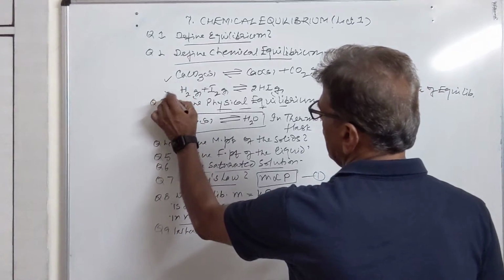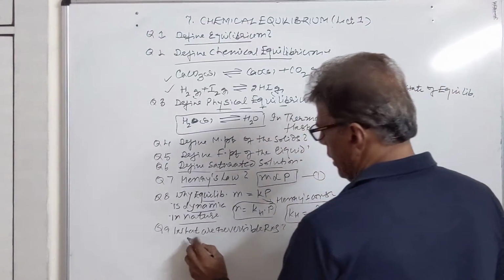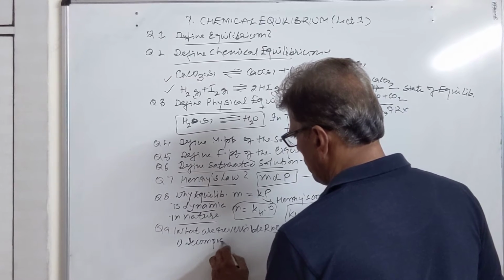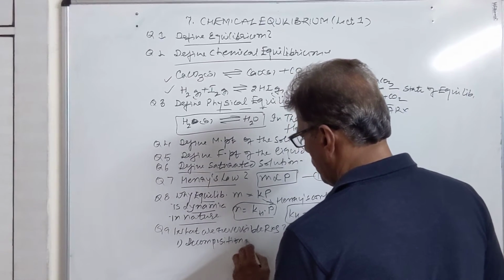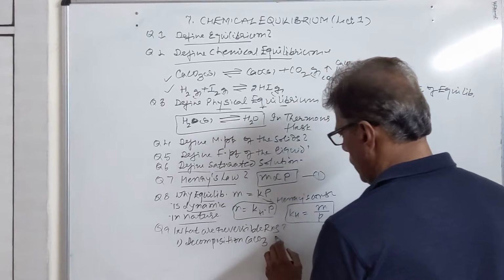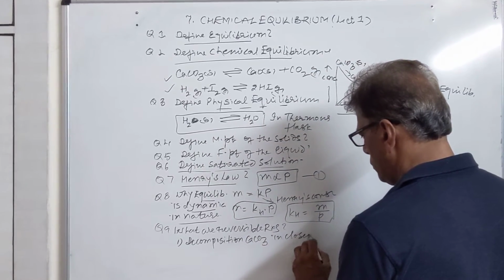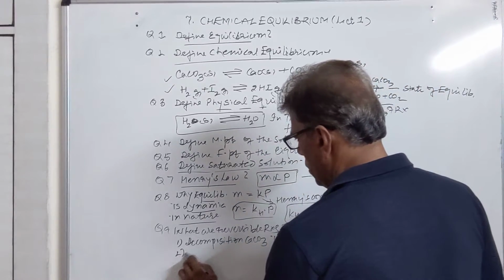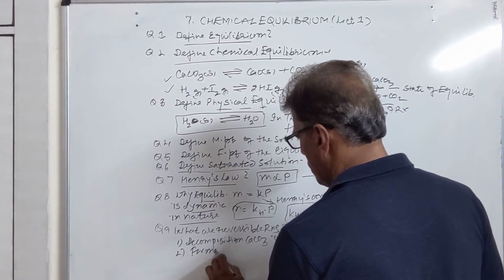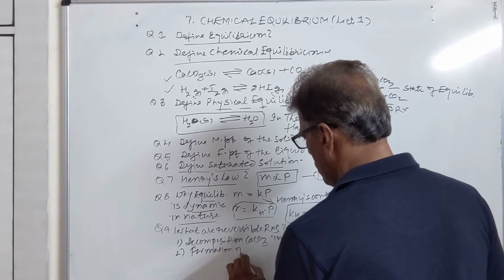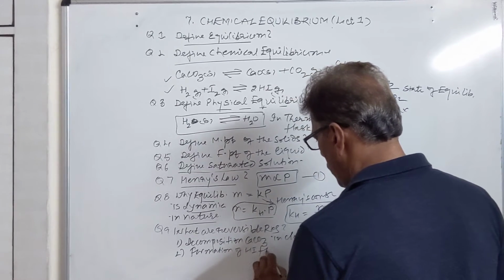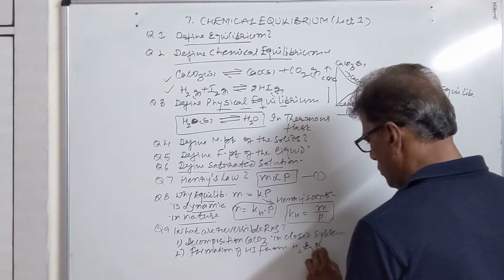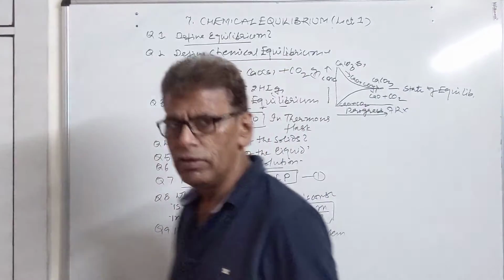These are reversible reactions: decomposition of CaCO3, which we considered earlier, in a closed system. Similarly, formation of HI from H2 and I2. These are the reversible reactions.